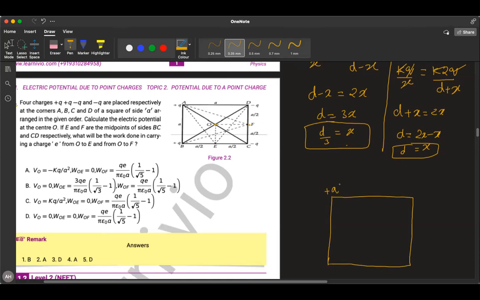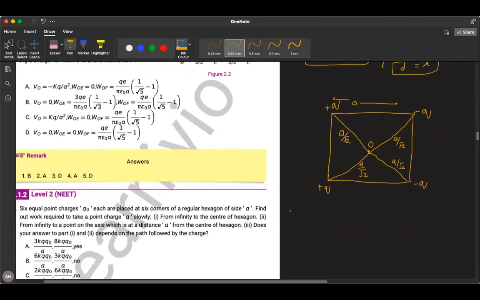See, these are 4 charges. One is plus Q, and there is minus Q, and there is minus Q, plus Q. This is point O. You have to calculate potential at the center of the square. So the separation of all charges from the center of this square is a by root two. This is a by root two. This is also a by root two. This is also a by root two. This is also a by root two. So the potential at O is the sum of potential due to each of the individual charges. That's KQ by a by root two, minus of KQ by a by root two.